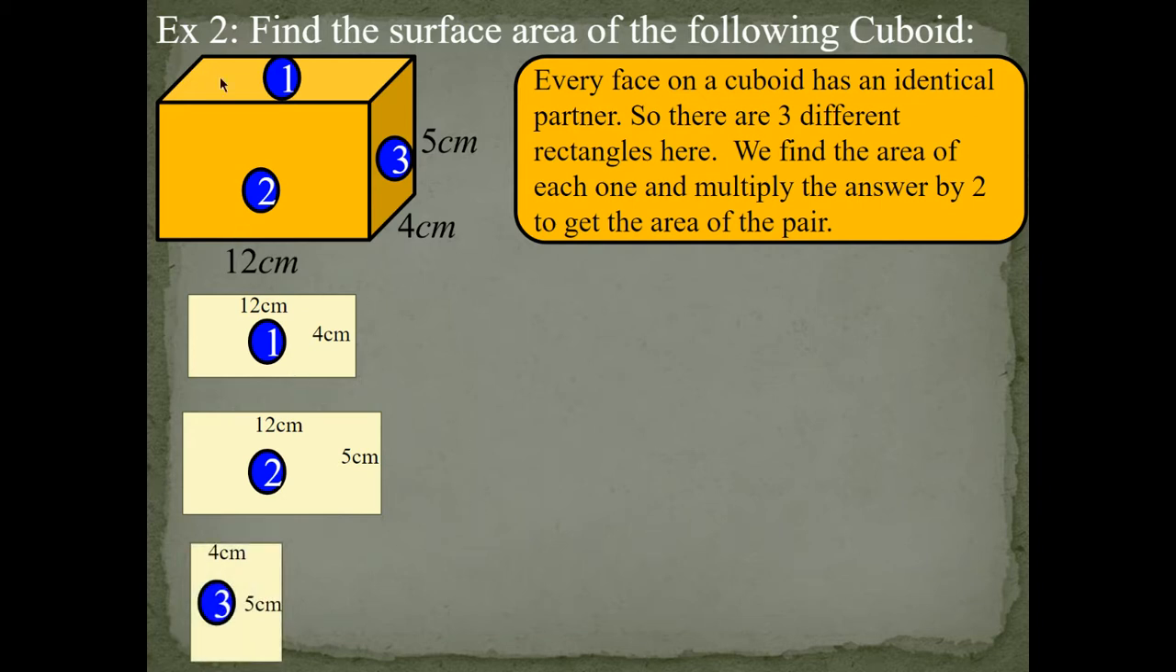If you look at the top here, it's 12 centimetres that way. This dimension's the same as that. So this rectangle is 12 by 4. This one on the front here is 12 centimetres by 5. And the one on the side is 4 by 5.